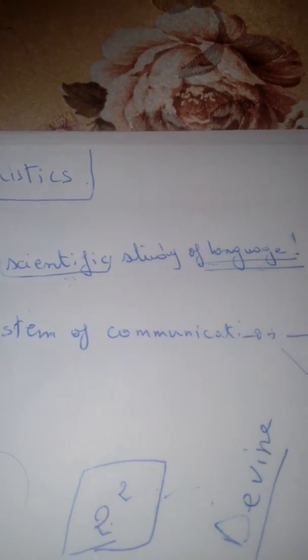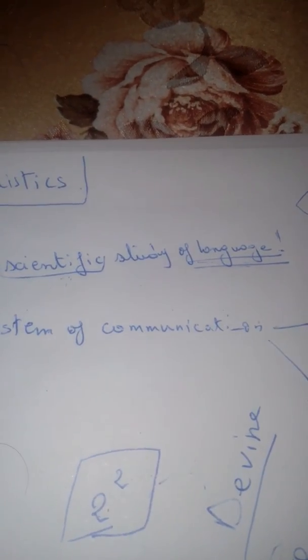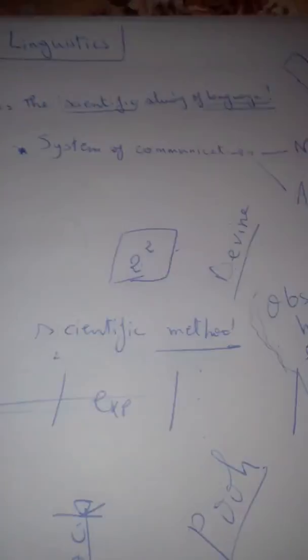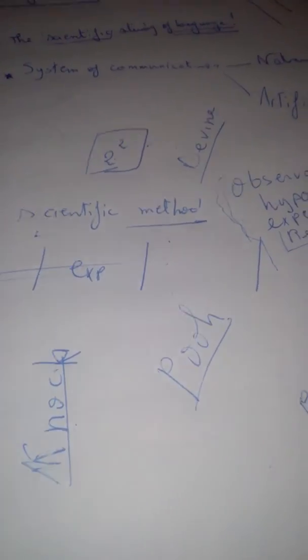Now we have talked about linguistics. I have explained some important points such as scientific language. I have given some examples, and I have spoken about the origin of language.